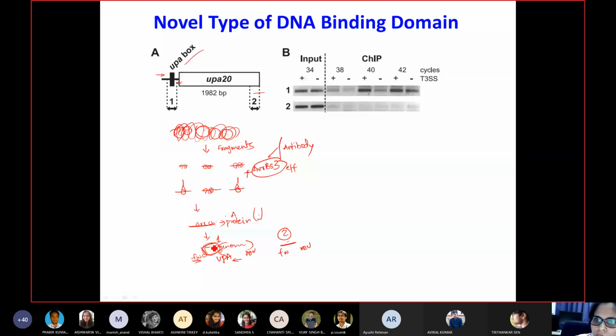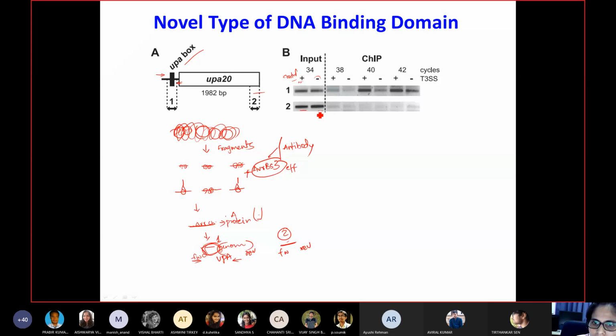Okay, so what you see is before IP, that means without IP, both regions are present. This is used as a control, which means your input is correct. So you have the UPA signal here, as well as this other fragment also present. Plus minus means the plant was infected with the T3SS system, that means the effector has been delivered into the cell with the NLS sequence, and minus means it is not infecting. That is why it is negative. So all those inputs are there, and this is the number of cycles.